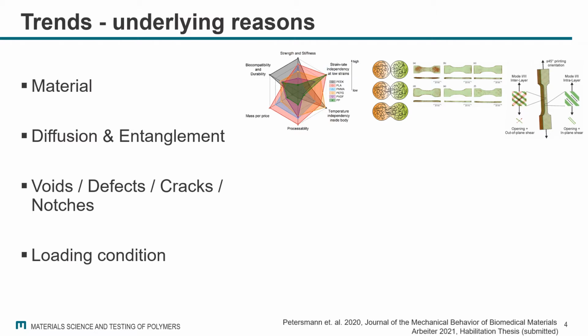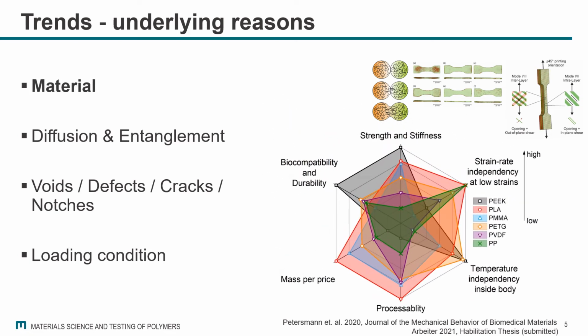Of course, one big influence is the chosen material. The first studies were usually all done either on PLA or ABS, but of course there are a lot of different thermoplastic materials out there with different and interesting properties which you could use to actually tailor your final properties.